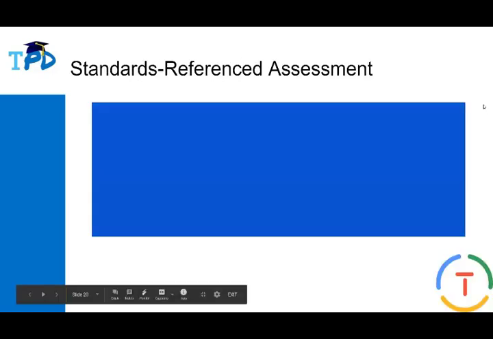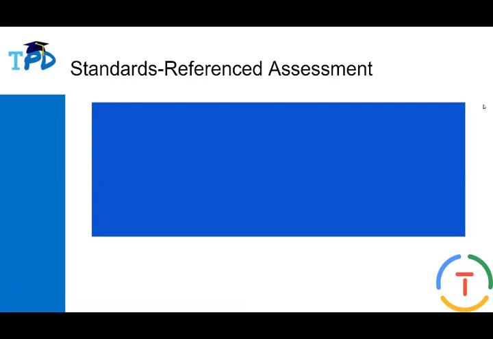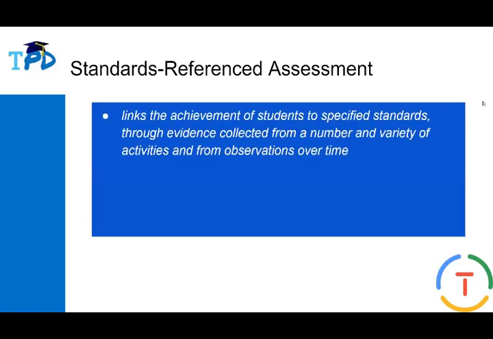Now, I've just got some information here that I've pulled out of NESA to further enhance what I've been talking about from other research that I've done and books I've read. Here, NESA say that we need to make sure that we have links with our standards referenced assessments. So they link the achievement of the students to specific standards, that's your outcomes. And that's through evidence collected from a number and variety of activities and from observation over time.